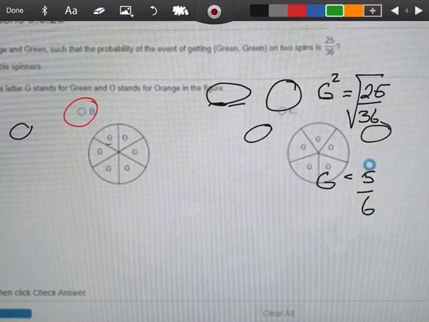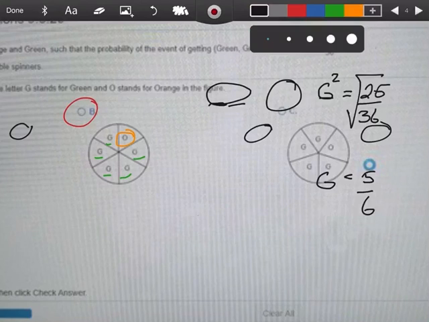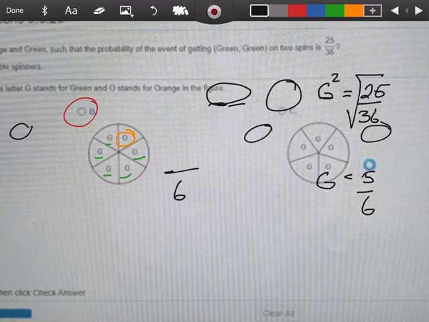Okay. So this is green, green, green, green, green. And here's my orange, right? So if you notice here, we have a total of six. How many of them are green? 5 out of 36.